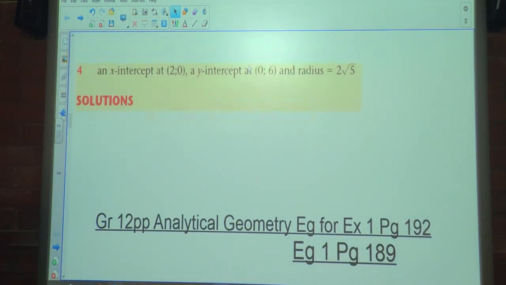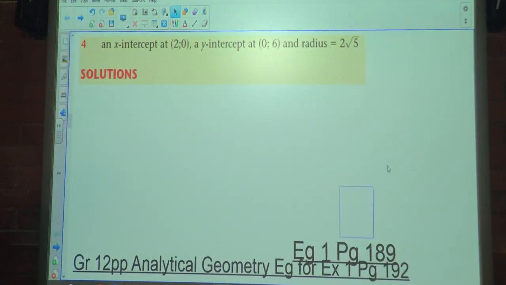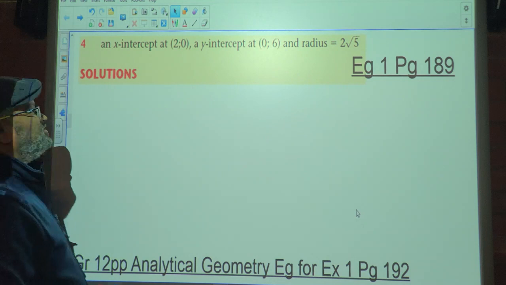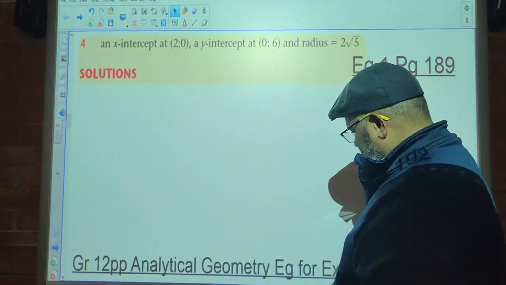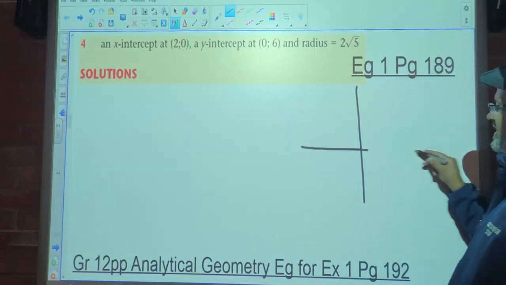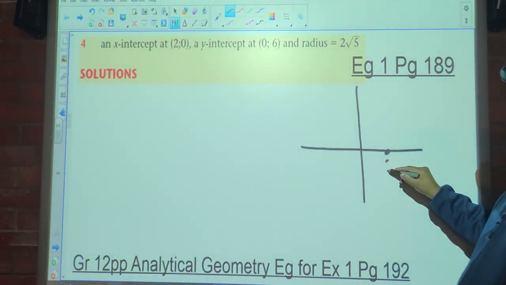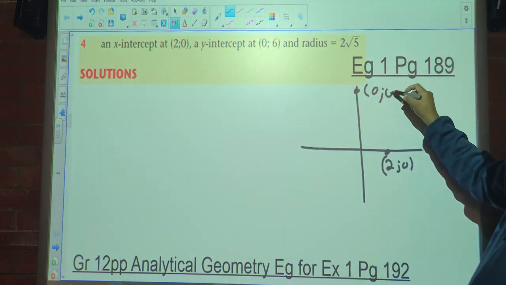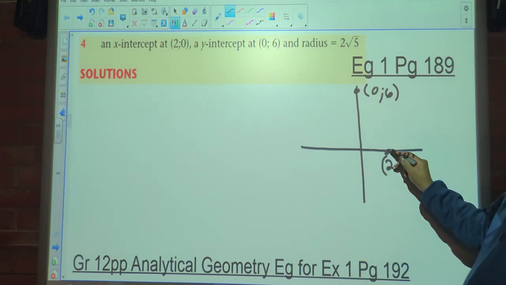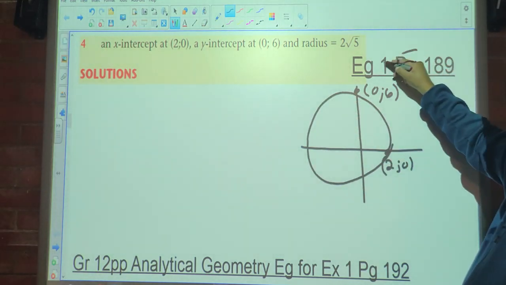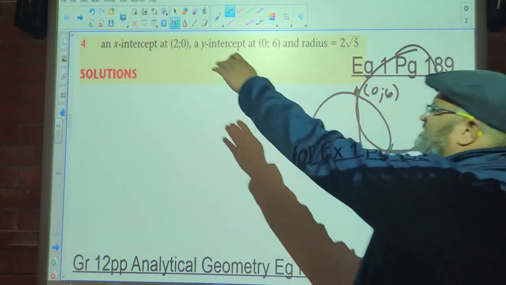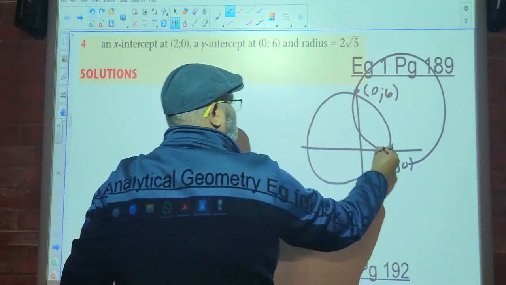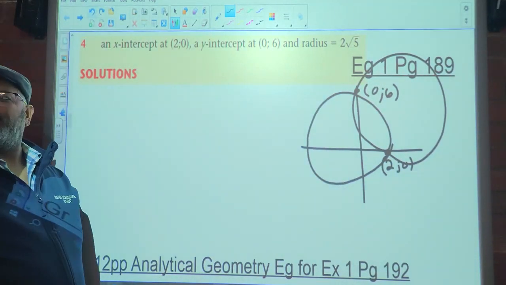And then the last one of this type here would be an x-intercept at (2, 0) and a y-intercept at (0, 6). So just to give you an idea of what's happening here, an x-intercept at (2, 0) and a y-intercept at (0, 6). So this circle could look like that, or that circle can look like this. The second one isn't a good representation of what's happening here. We all agree with that.